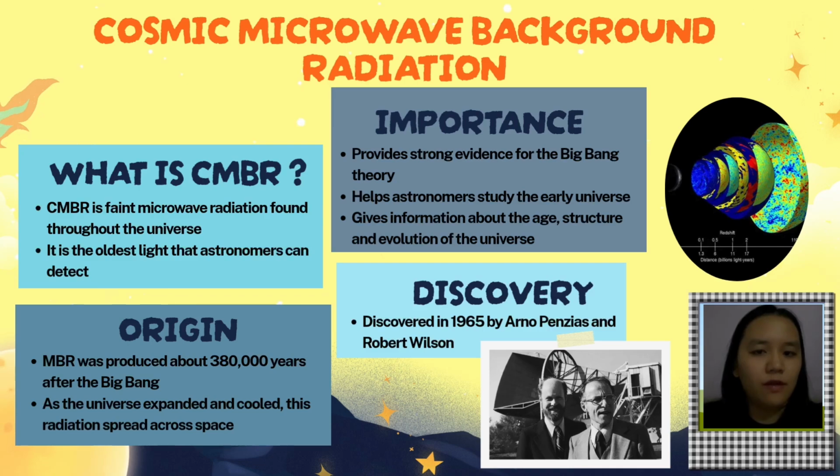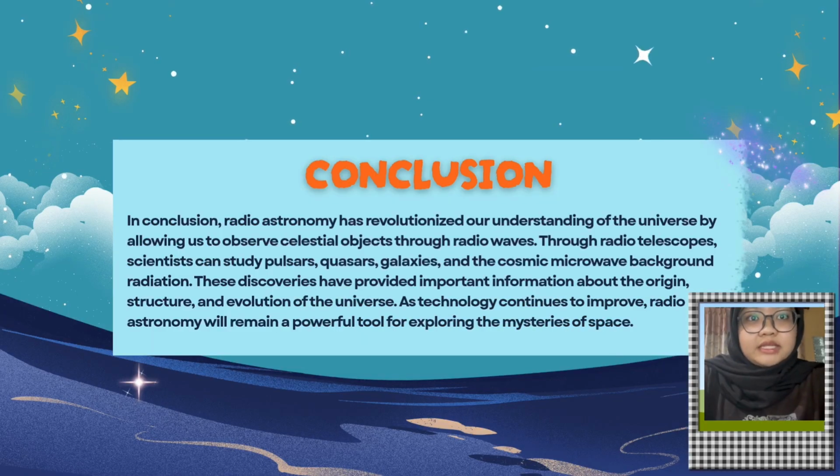Cosmic microwave background radiation is the remnant radiation from the Big Bang and helps scientists understand the origin and evolution of the universe. In conclusion, radio astronomy has greatly improved our understanding of the universe. By using radio telescopes, scientists can detect objects such as pulsars, quasars, and galaxies that are difficult to observe with visible light. These discoveries have revealed important information about the origin, structure, and the evolution of the universe. As technology advances, radio astronomy will continue to play a vital role in exploring the mysteries of space.